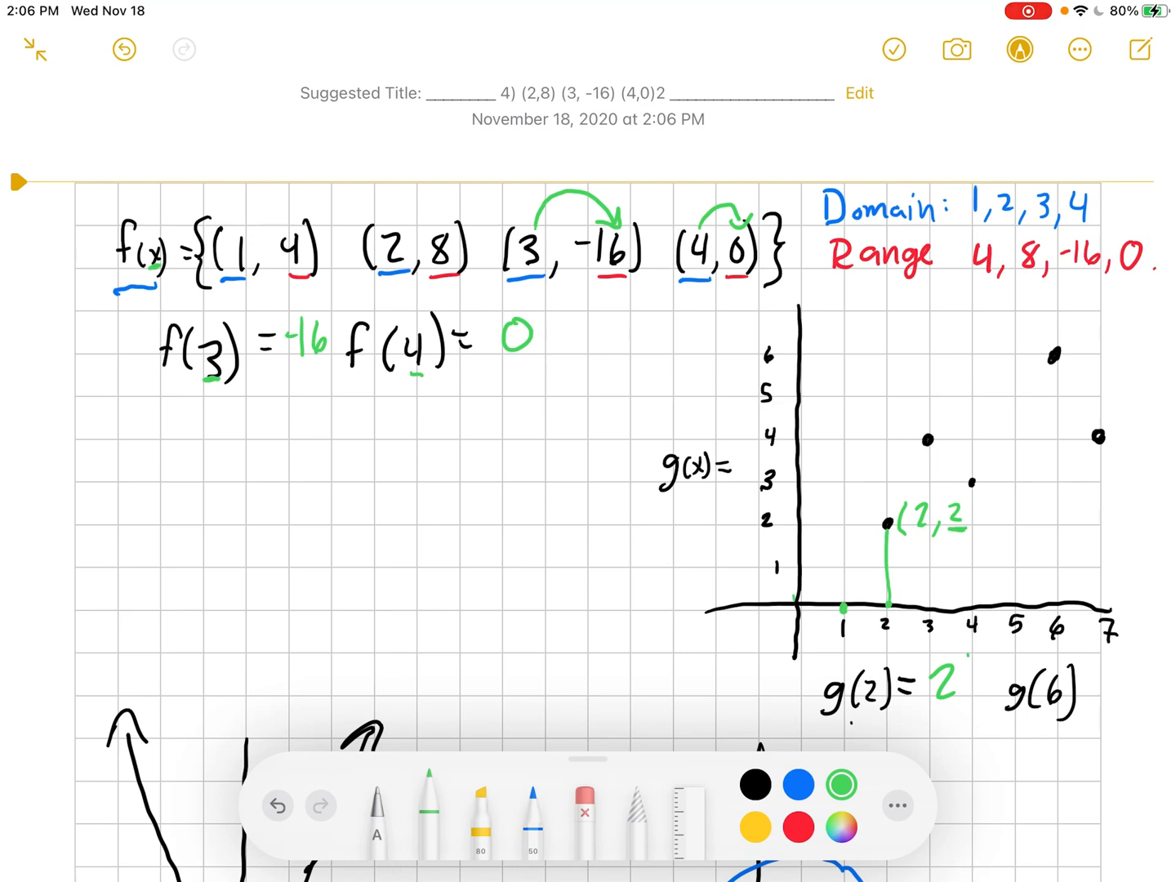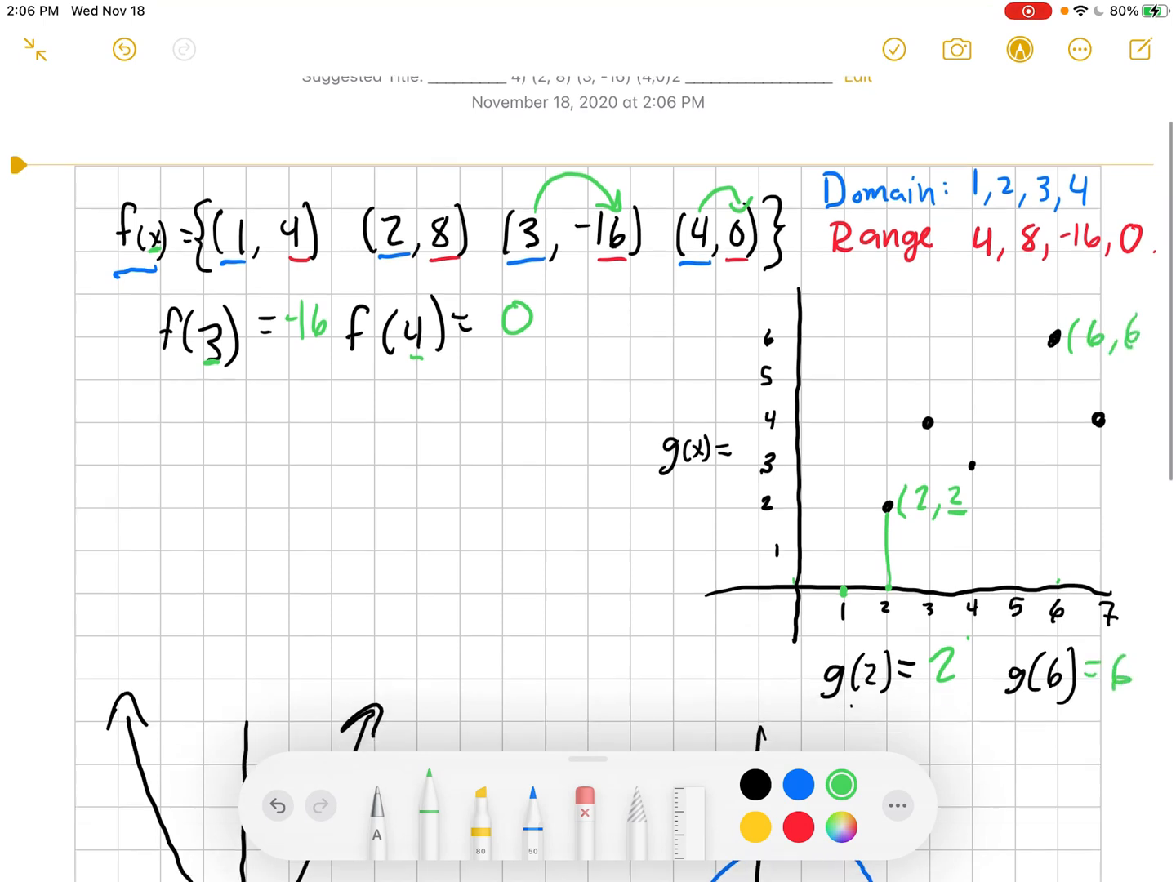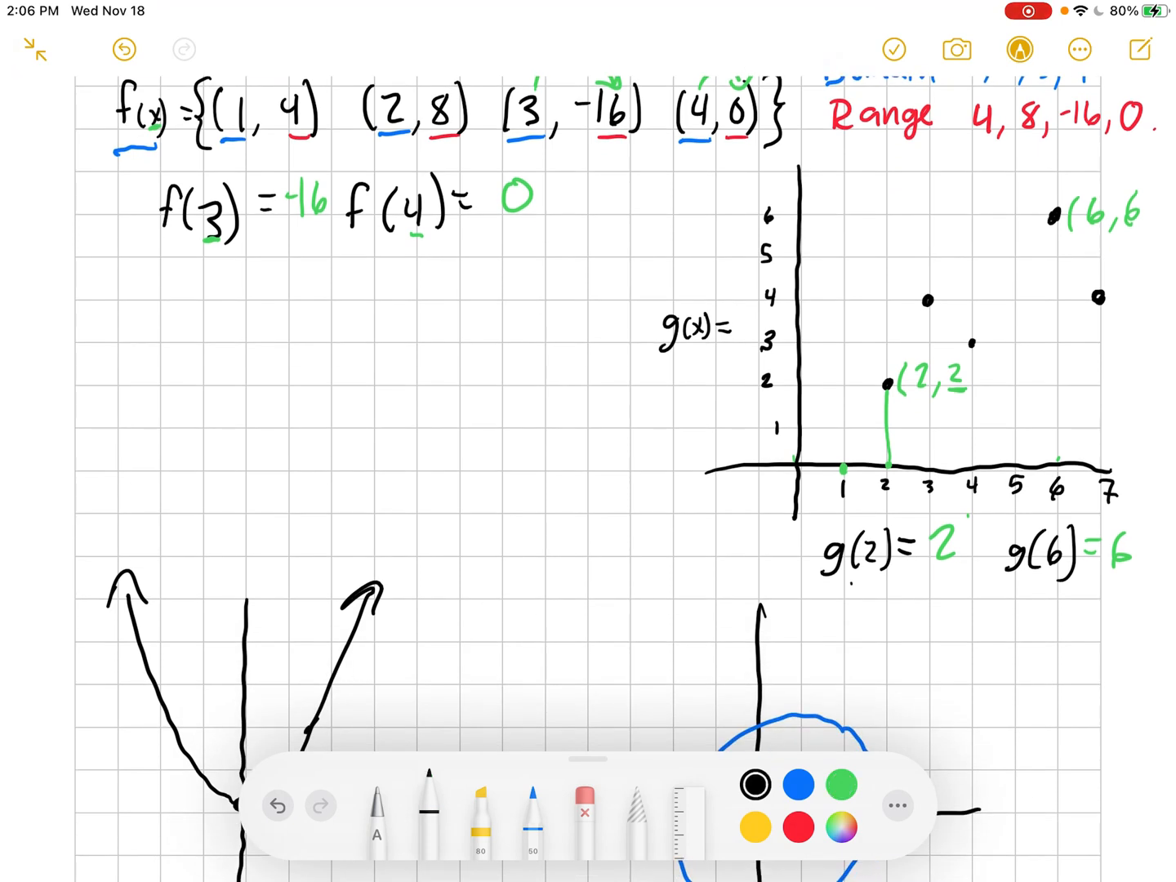Similarly, we could go on and find g of 6, which g is right here. We'd go up, we'd find 6, and we could say that would be (6, 6). Now, it's not going to be the same number every time, it just happened to be in these last 2 times. So for example, we could go g of 7 and look at this point right here. That would be (7, 4). And so our answer would be just 4.